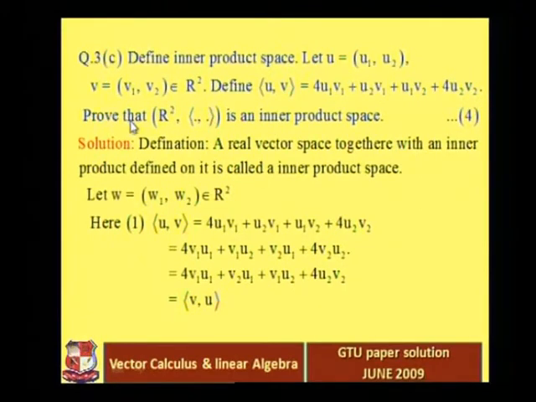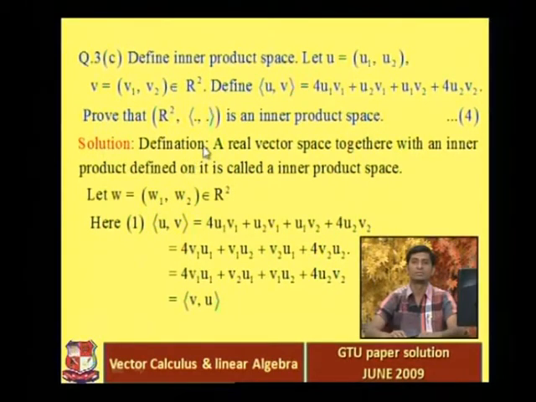Prove that R2 with this inner product is an inner product space. Definition: a real vector space together with an inner product defined on it is called an inner product space.